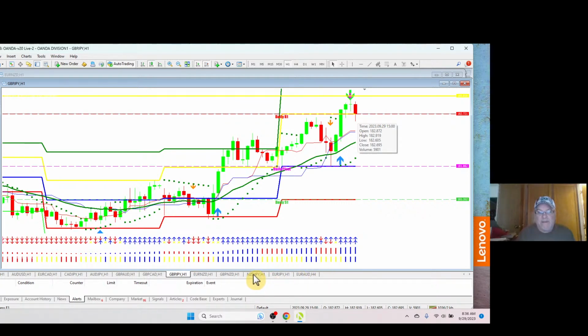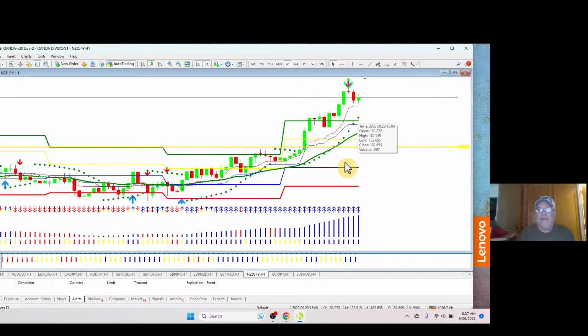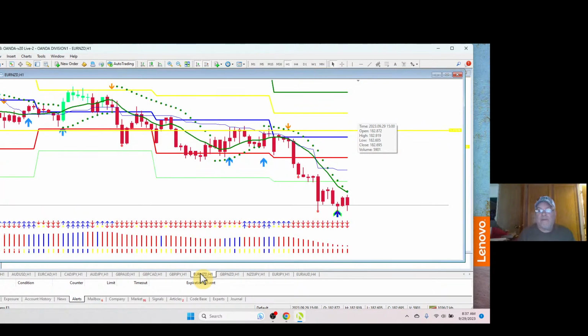On the pound yen, the New Zealand yen is not really moving yet. And the Euro New Zealand is trying to push up, but I like this trade the way it's come down. This is what I look for, and hopefully it's going to turn around. That candle still has 23 minutes though, so it can make a big red candle and then take out that low.